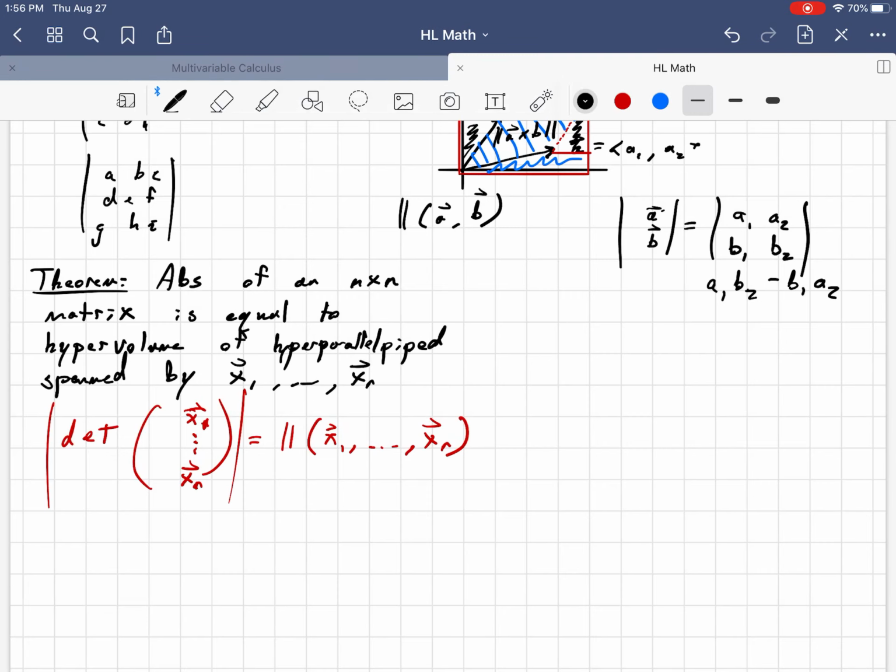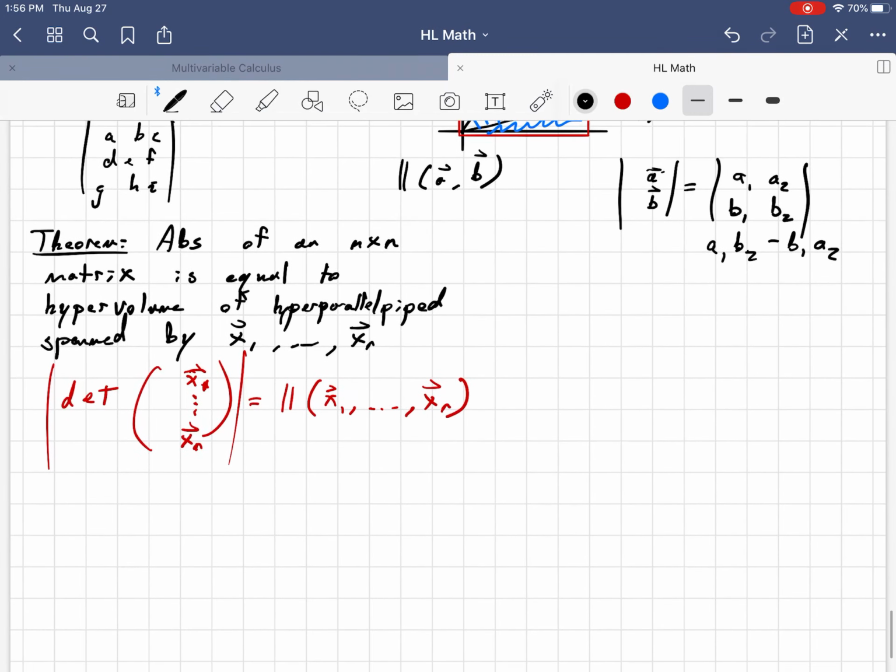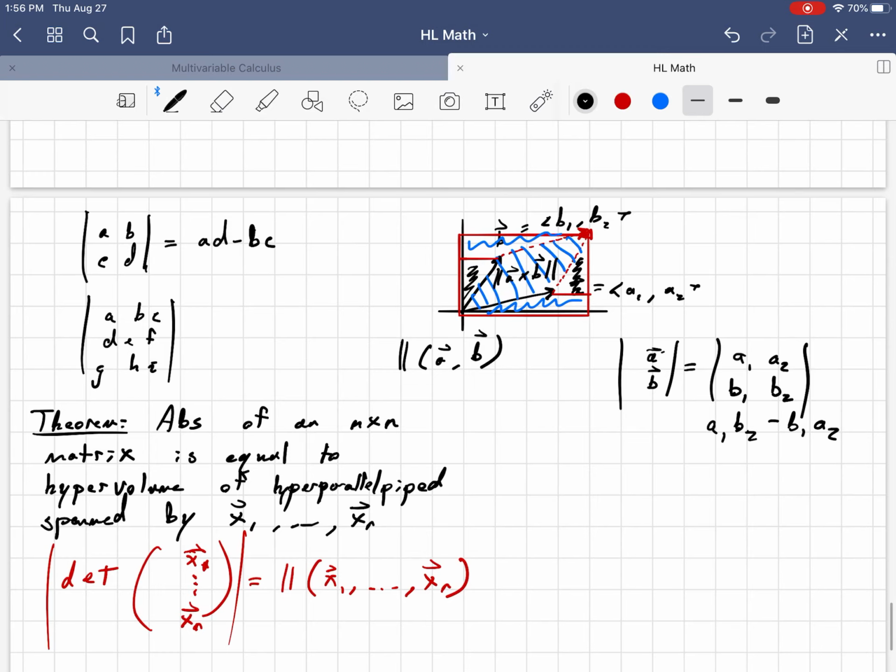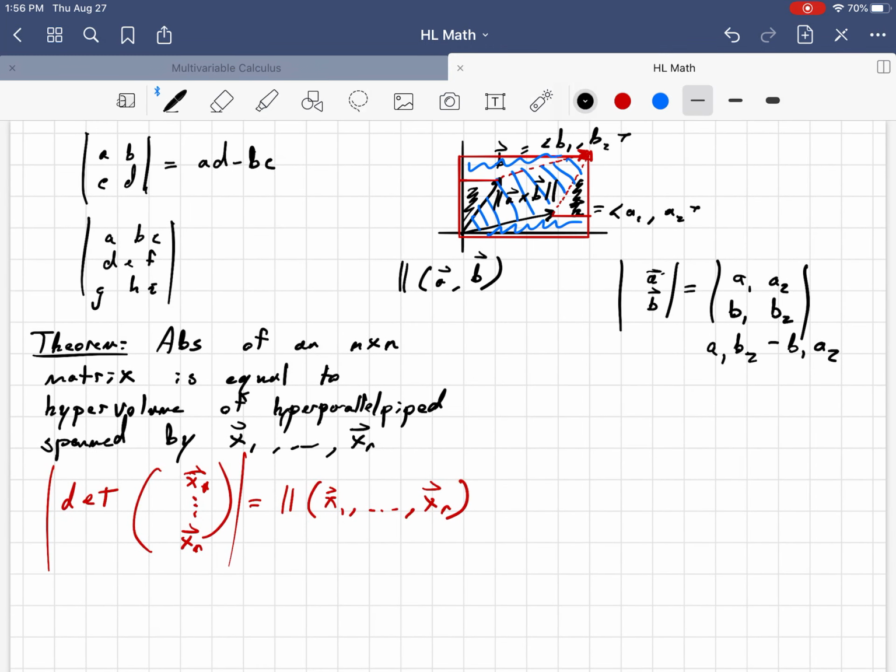It's a very powerful tool. That's why, for example, in the case of 3 dimensions, the cross product is defined through a determinant, because the magnitude of the cross product, which is the magnitude of the determinant of a matrix, gives you the volume of a parallelogram.